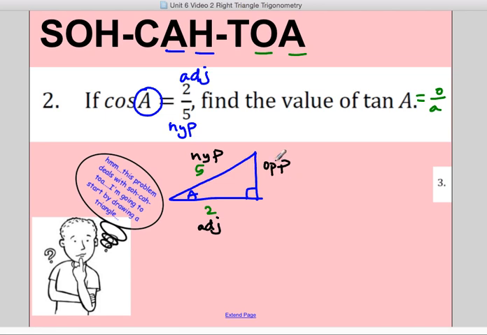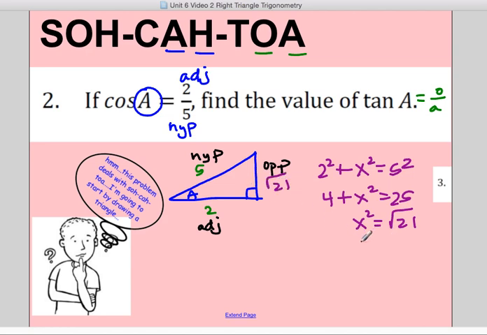Currently, I don't have my opposite, so how could I find it? Well, I have a right triangle and I know 2 side lengths, so I can go ahead and use Pythagorean theorem. So it's going to be 2 squared plus, we don't know, so x squared equals 5 squared. So it'd be 4 plus x squared equals 25. If I subtract, I get the square root of 21. Okay, so this is square root of 21. There's no perfect squares in there, so I can't simplify it at all.